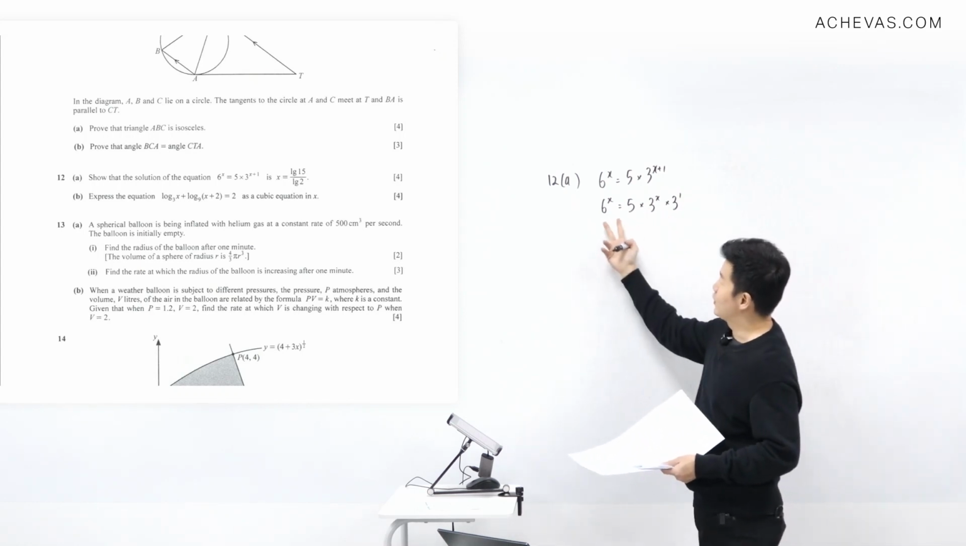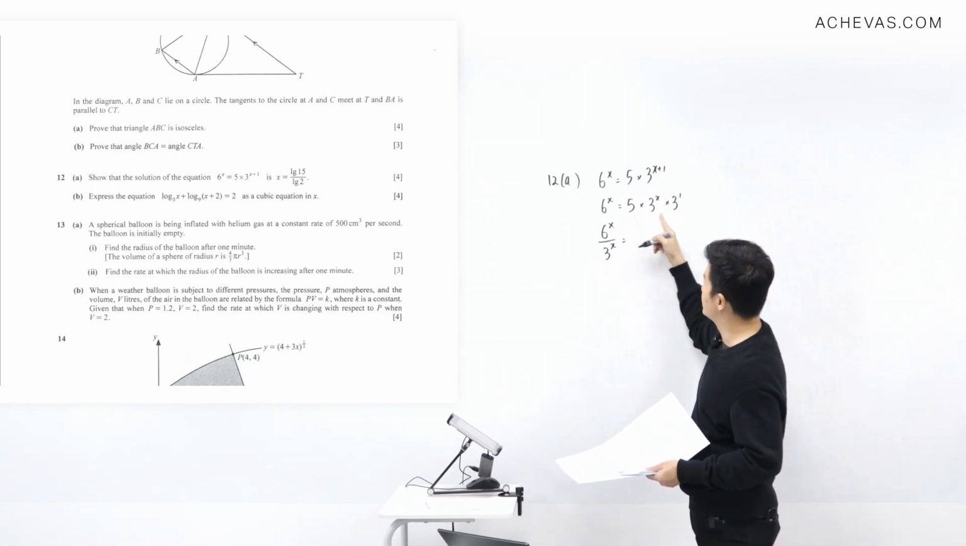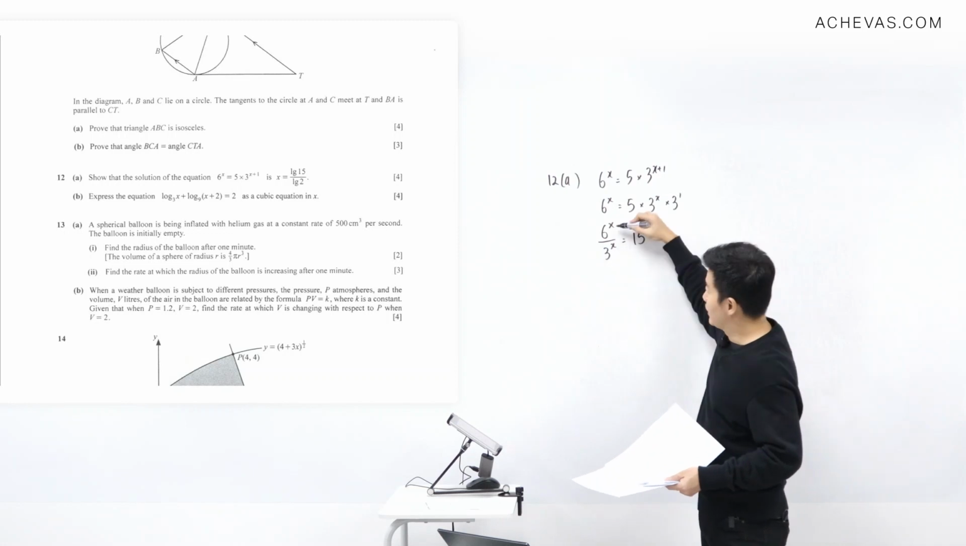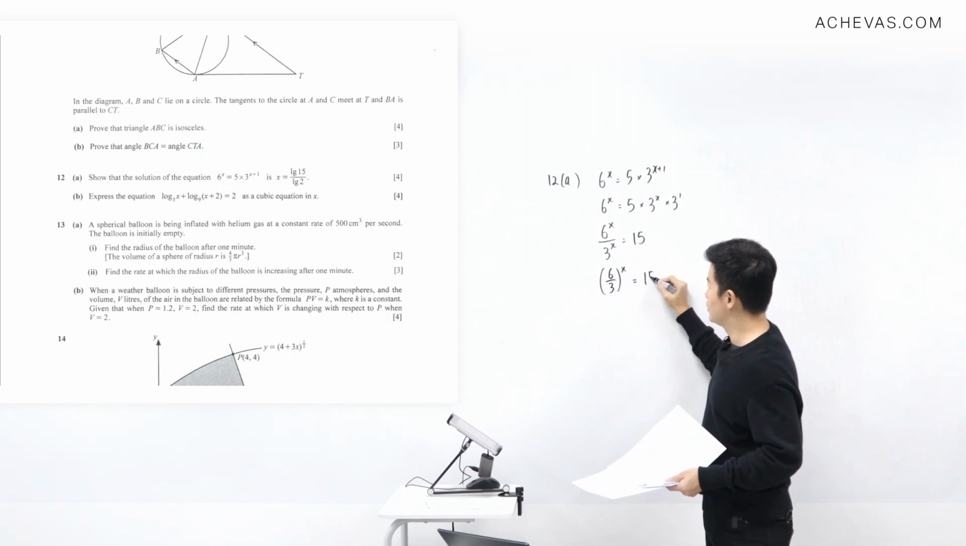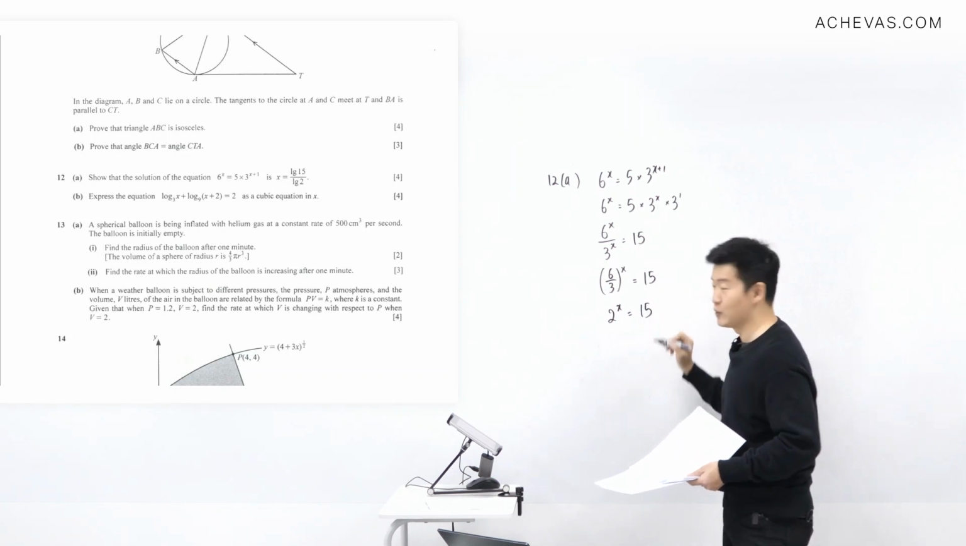So that I can divide this across to the other side, which will give me 6 to the power of x divided by 3 to the power of x is going to be equal to 5 times 3. This is equal to 15. And I can actually combine these together because they have the same index. So it's going to be 6 over 3, the whole thing to the power of x. This is equal to 15, which is 2 to the power of x. This is equal to 15.